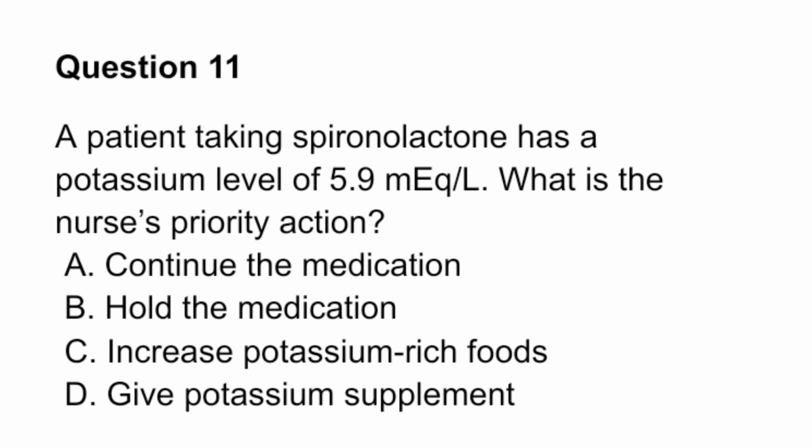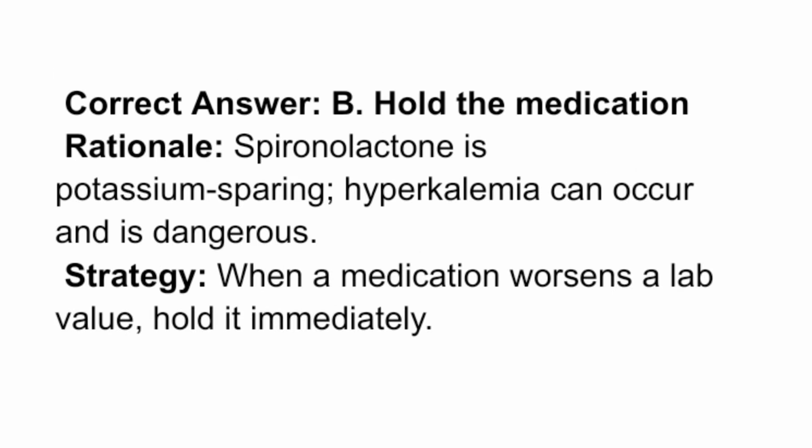Question 11. A patient taking spironolactone has a potassium level of 5.9 milliequivalent/L. What is the nurse's priority action? A. Continue the medication. B. Hold the medication. C. Increase potassium-rich foods. D. Give potassium supplement. Correct answer: B.